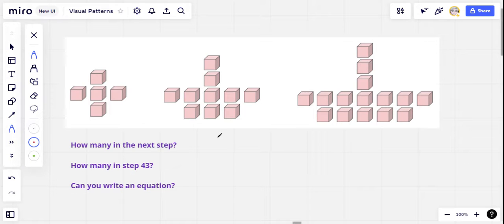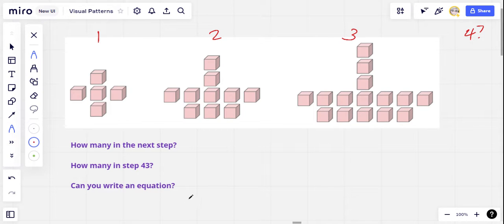Here is our visual pattern. It looks like an interesting one today. We've got step one here, step two here, step three here. And your challenge is to use your visual intuition to predict how many of these blocks are going to be in step four. And if you can, how many in step 43?